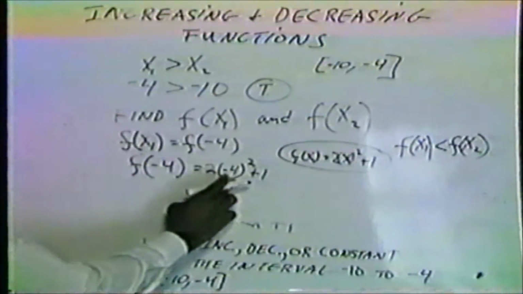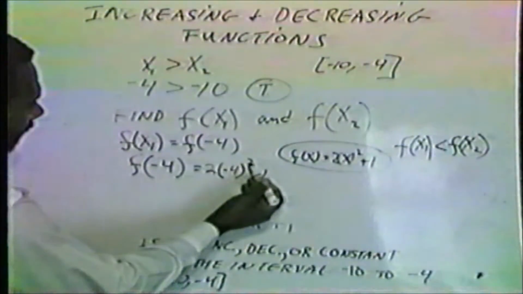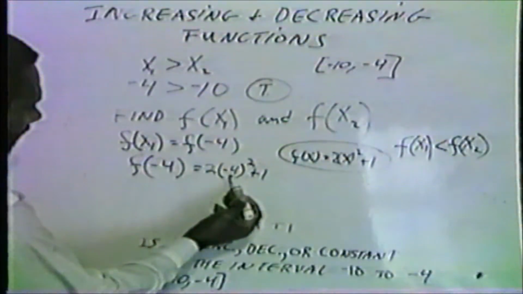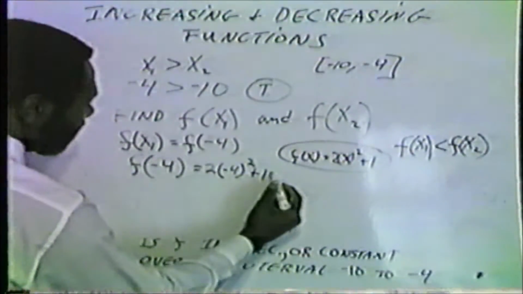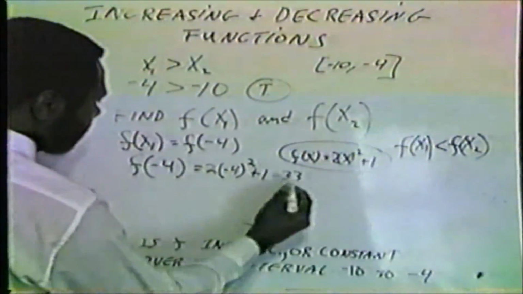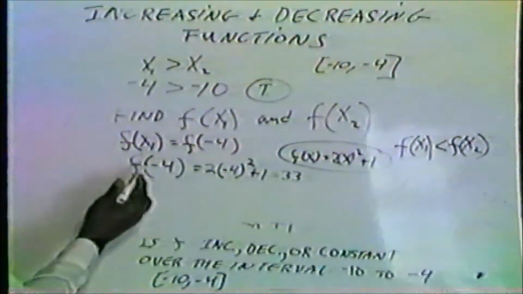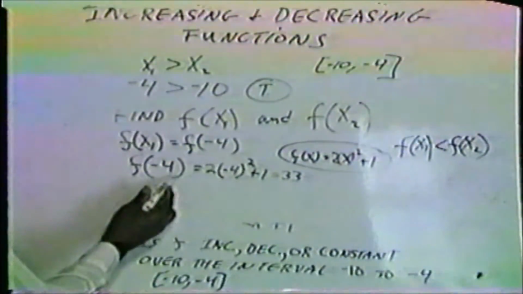Now we have to simplify this. Negative 4 squared gives us 16. 16 times 2 gives us 32, plus 1 gives us 33. This is what we get for f of negative 4.